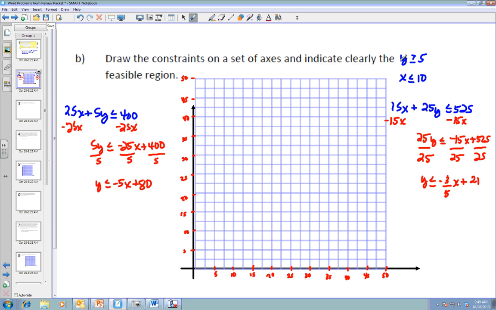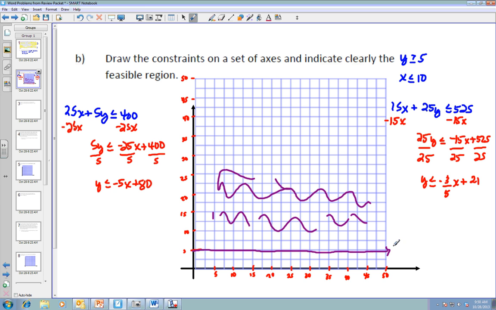Okay, let's do our easy ones first. Let's do y is greater than or equal to 5. That is going to be a horizontal line at 5. So here's my horizontal line at 5. I'm going to make this a different color, we'll do purple. So here's my y, it's greater than or equal to 5, and I know I'm going to shade above this region. So I'm going to lightly shade above.